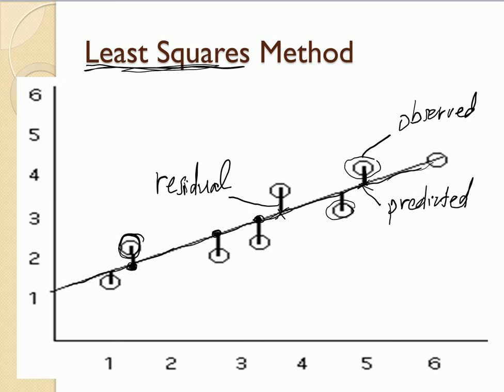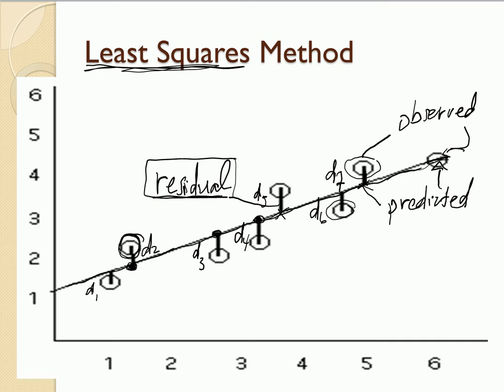So to make it a bit simpler, let's call these distances d1, d2, d3, d4, d5, d6, d7, and we wouldn't get a d8 because this point lies exactly on the line. So the observed value is the same as the predicted value, and as such, we wouldn't have any residual for that data point.